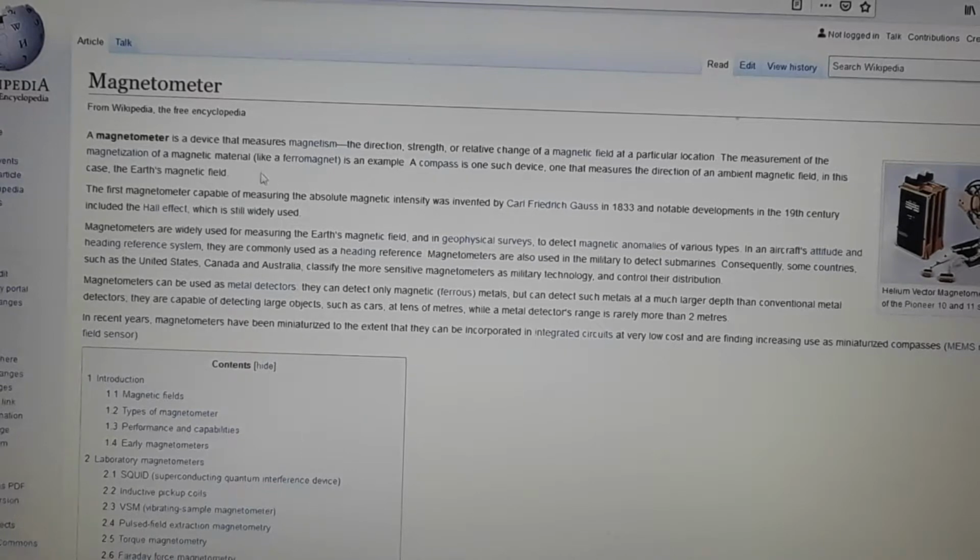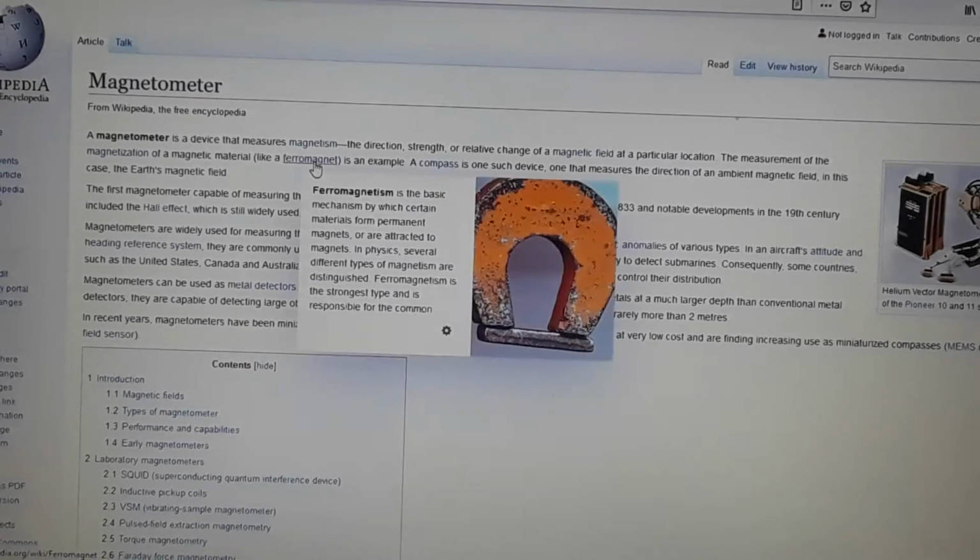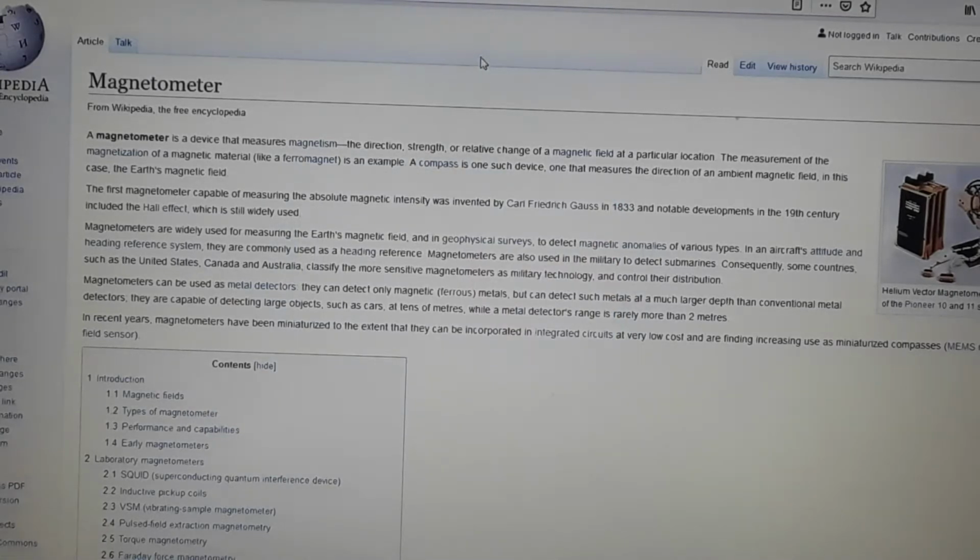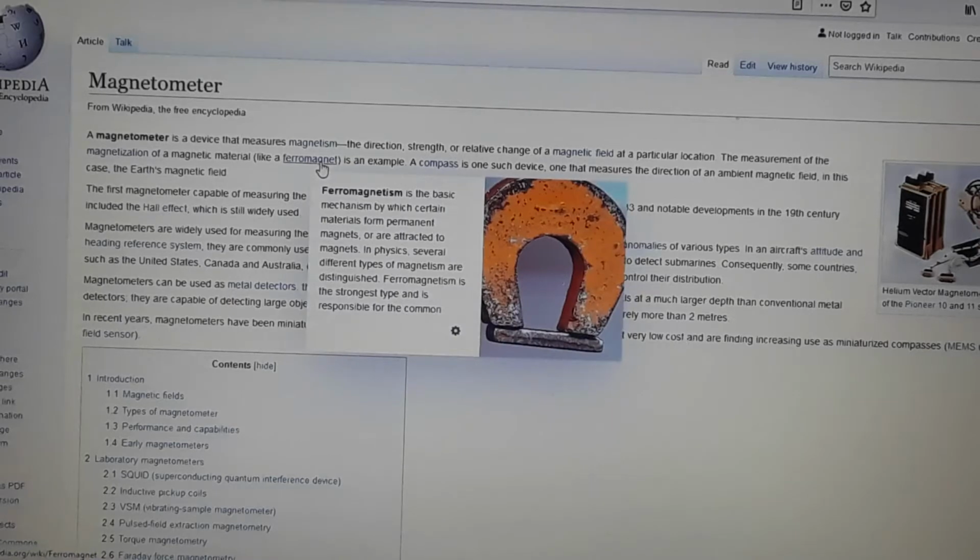Ferromagnetism is the basic magnetism by which certain materials form permanent magnets or are attracted to magnets. In physics, several different types of magnetism are distinguished. Ferromagnetism is the strongest type and is responsible for the "ferro", which is iron. So an iron magnet. They turn a piece of iron into a magnet.